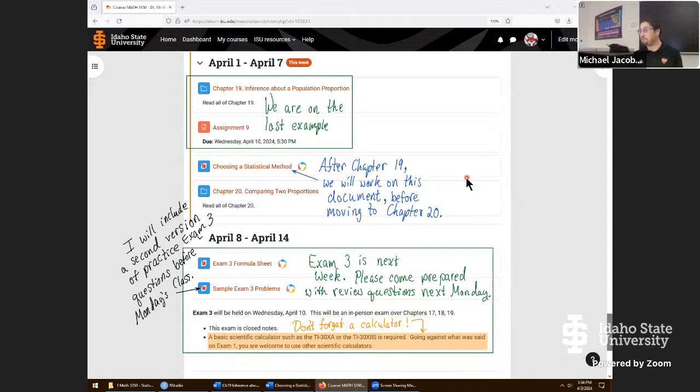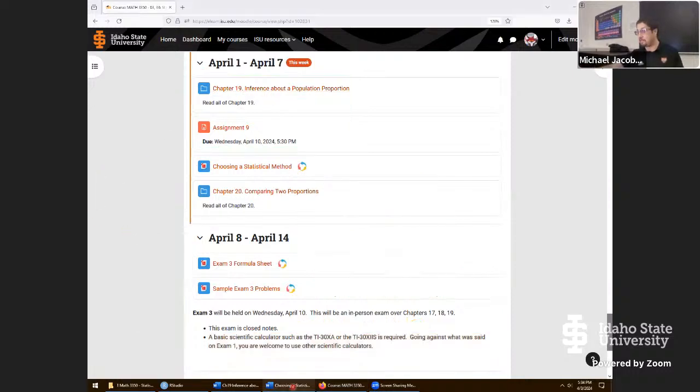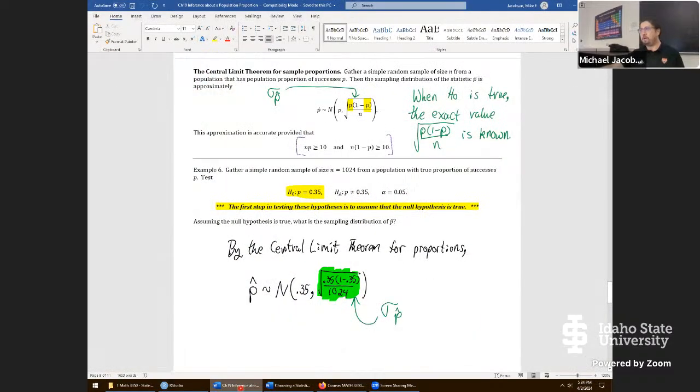Okay, well, we're nearly done with chapter 19, our first chapter on analyzing categorical data. So let's jump back in there and see how all that's going so far. We mostly left off right here on this problem. This was the last problem we completed.